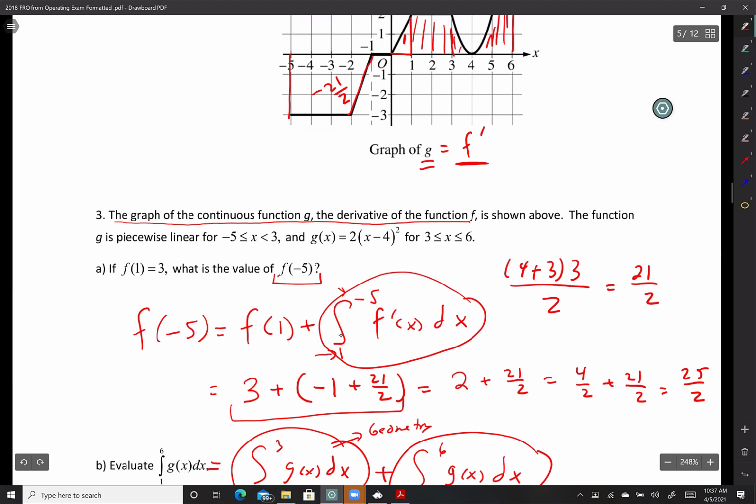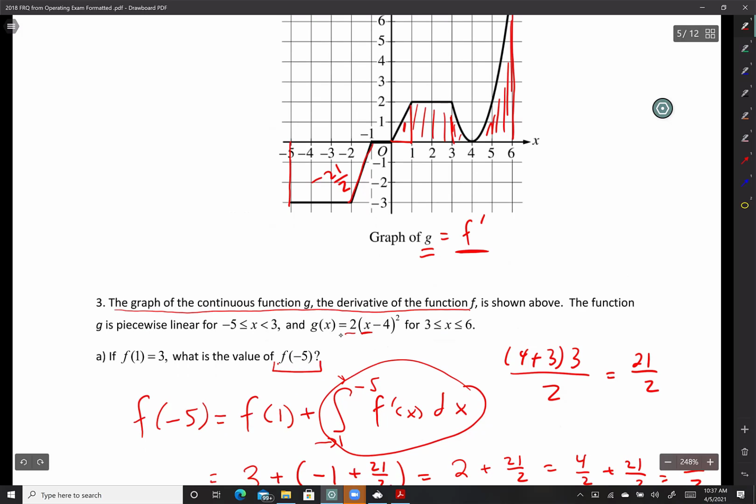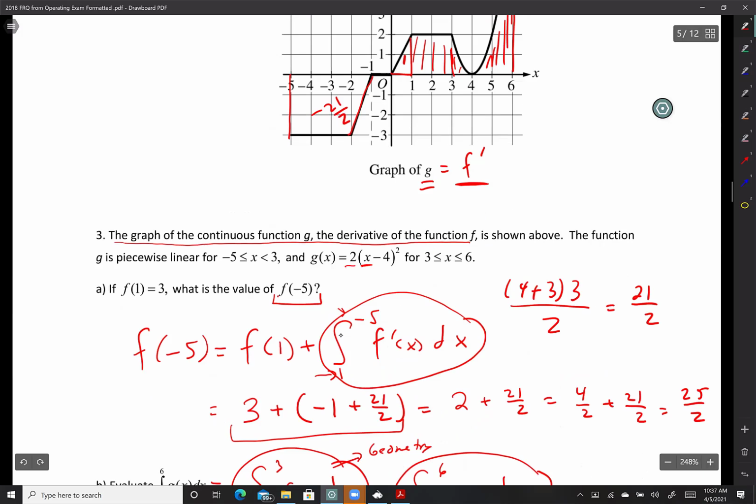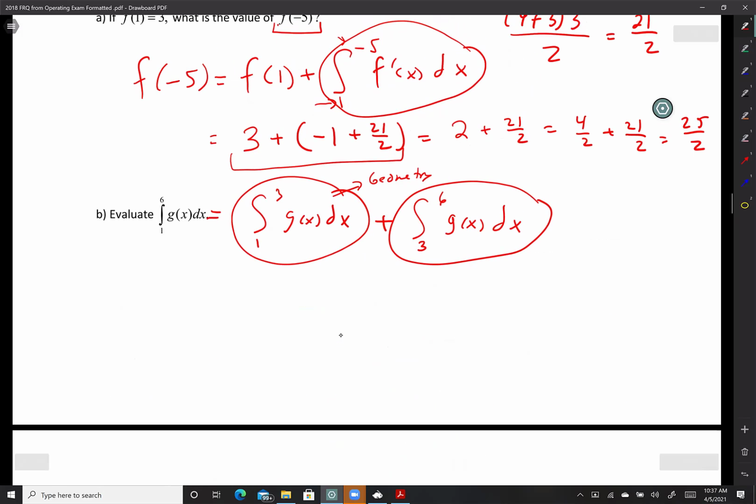I do remember some students doing a shift, like they shifted that to the origin because it's just a parabola, 2x squared. And they just did 2x squared from 0 to 3 or something like that. I forget how they did it, or they did it from -1 to 2. I think that's what they did, which is fine. You can do that, but I would just leave it like this. So here we go, guys.